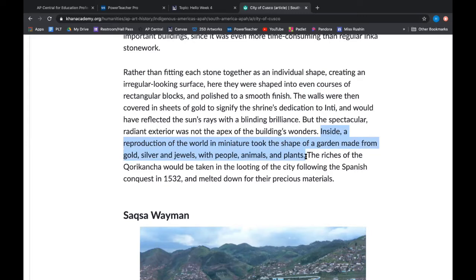The riches of the Coricancha would be taken in the looting of the city following the Spanish conquest and melted down for their precious materials. So I think that's important as well. You can summarize that. Everything looted and melted down with Spanish conquest.